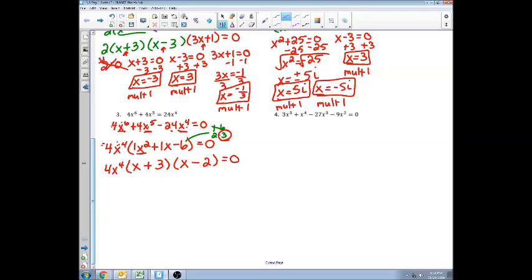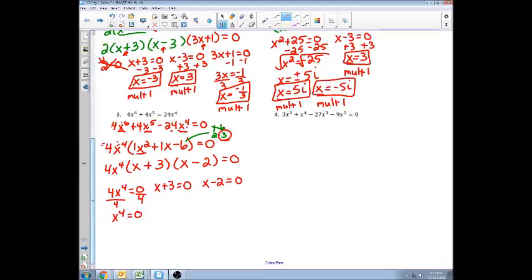So at this point, I know that I can just set everything equal to 0. So 4x to the 4th would be equal to 0. X plus 3 would be equal to 0. X minus 2 would be equal to 0. I'm going to solve this first one first. 4x to the 4th. I need to get x by itself, so the first step would be to divide by 4. That would leave me with x to the 4th is equal to 0.